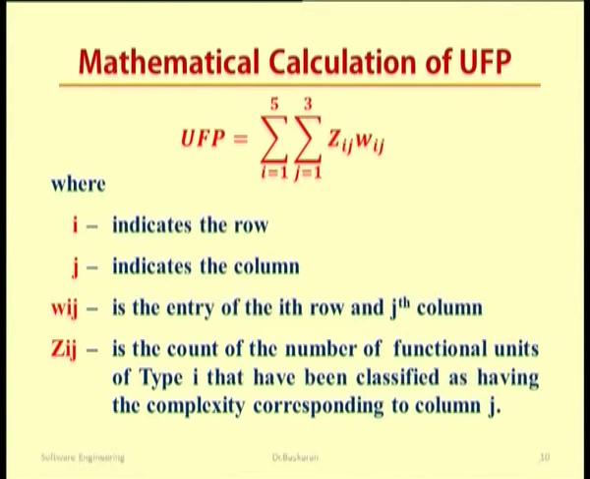It is the entry of the ith row and jth column of the table, and it is a count of the number of functional units of type i that can be classified as having the complexity corresponding to the column j.